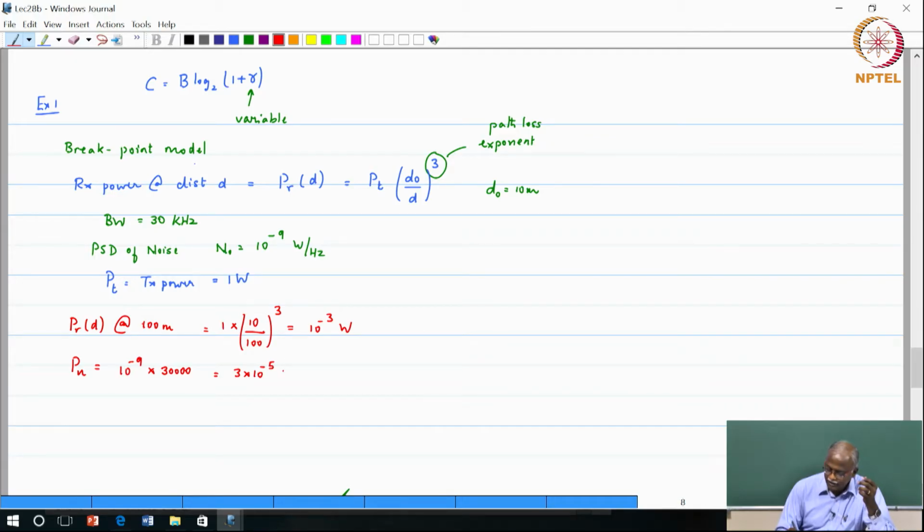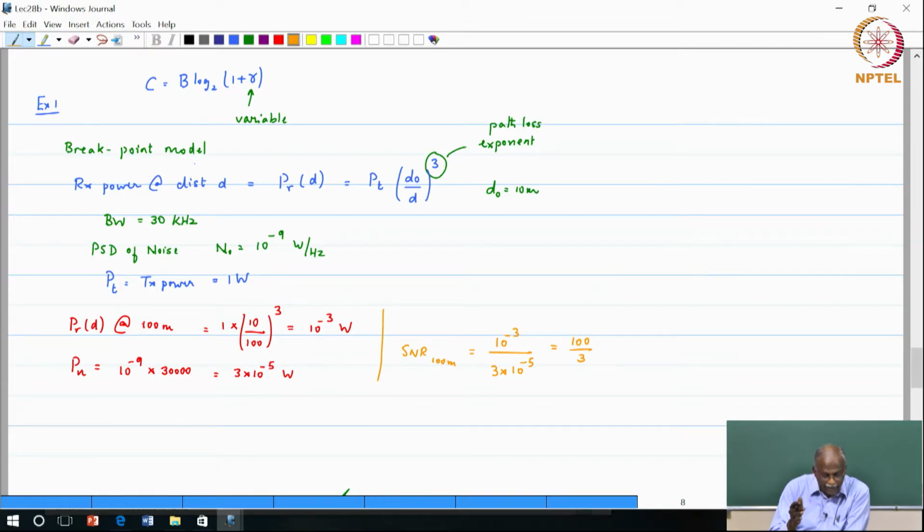Did I get that correct? Okay, minus 5 watts. So, what would be the SNR at 100 meters? The SNR at 100 meters would be 10 power minus 3 divided by 3 into 10 power minus 5, which is 100 by 3. 100 by 3, and you can convert to dB if you want.